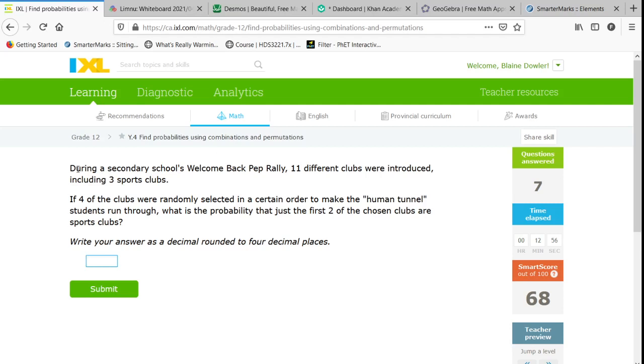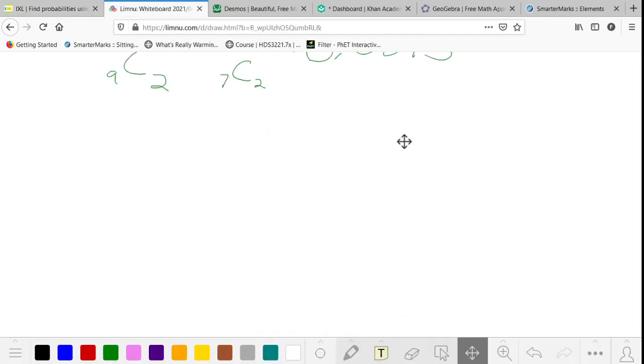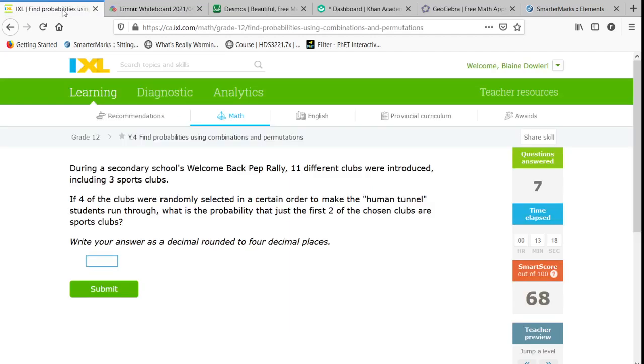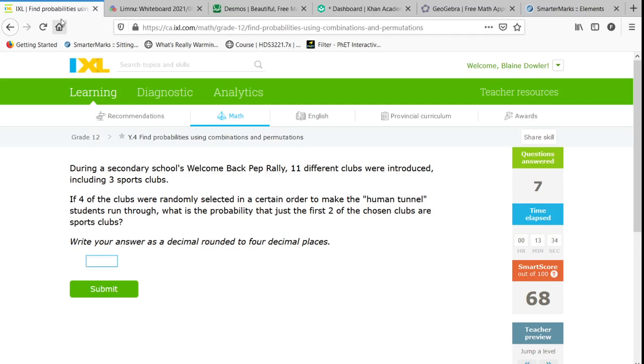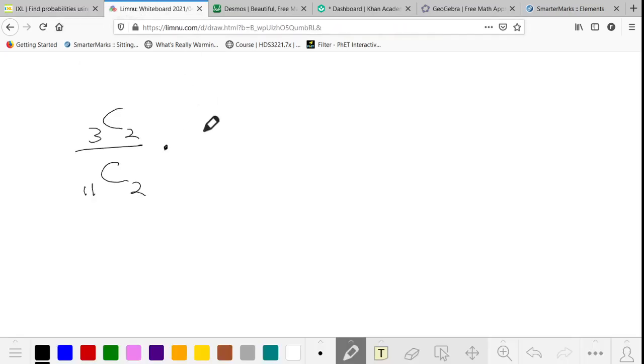Now, question number 8. During the secondary school's Welcome Back Pep Rally, 11 different clubs were introduced, including 3 sports clubs. If 4 of the clubs were randomly selected in order to make a human tunnel of students, what's the probability that just the first 2 are sports? So again, it's just and it's the first 2. So we have 11 clubs, 3 of them are sports. So for the first 2, we choose 2 of the 3 sports clubs and 2 of the 11 clubs total. And then if we're doing 4 in total, so we are choosing 2 more from the 8 clubs that are not sports when we're choosing from the 9 remaining clubs.